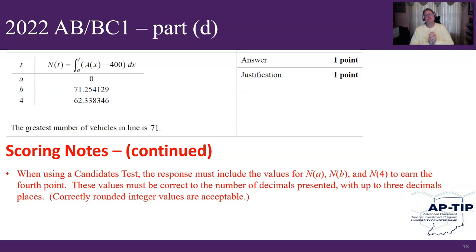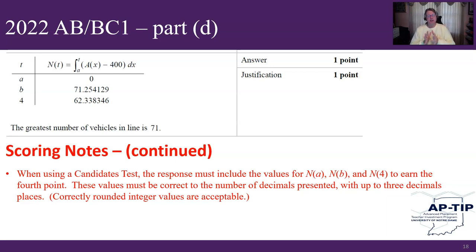Now, if the student uses the candidates test, the response must include the values for n of A, n of B, and n of 4. All 3 of those must be present in the table to earn the 4th point. And moreover, all 3 of those values must be correct to the number of decimals presented, up to 3 decimal places. Anything beyond, again, we're going to ignore.